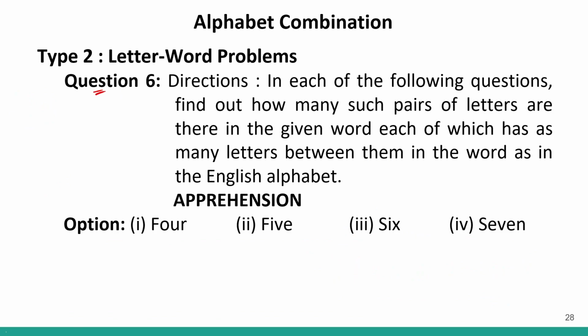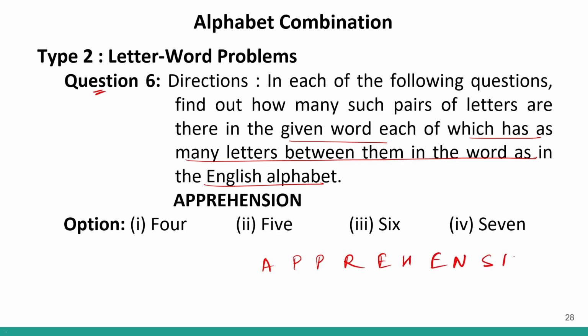Question number 6. In each of the following questions, find out how many such pairs of letters are there in the given words, each of which has as many letters between them in the English alphabet. So again, it is not mentioned from front or back, so we will calculate from both the ends. So starting with APPREHENSION.